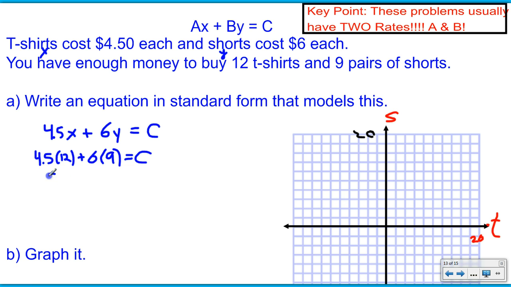All right, so 4.5 times 12 is actually 54, isn't it? And for the 6 times 9, we also have 54. Okay, so the total cost, or the total amount of money that this person has is 54 plus 54, and that would be $108, right? 108 is our C. So we now have enough information to write this equation, right? We have 4.5x plus 6y equals 108.